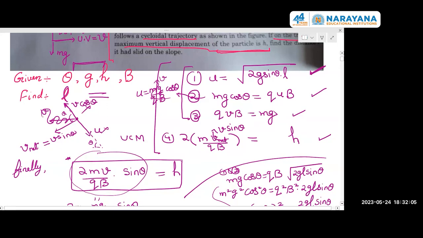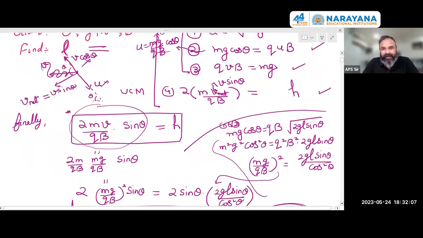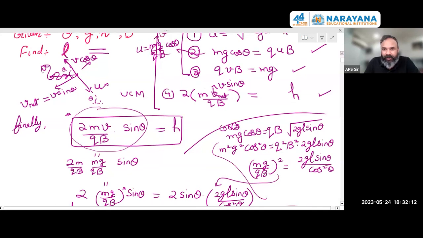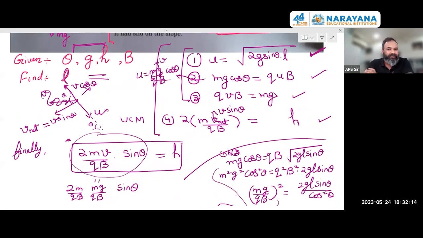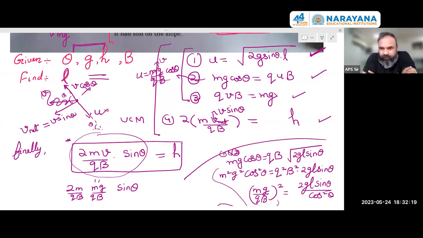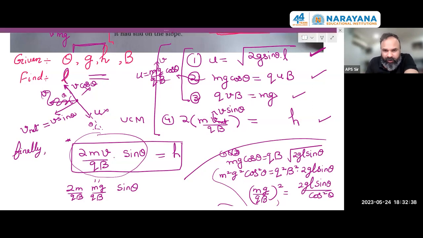Dimensionally, answer is not correct. Check the calculations. I mean, are these 4 equations clear to you? I will check it again then. Okay, sir. Just check. U is a root of 2gl sine theta, that's fine. Mg cos theta is qub, that's fine. Qvb should be equal to mg, that is fine. Mv upon qb, so 2m, v sine theta upon qb, that should be h. So there is no issue in these 4 equations.